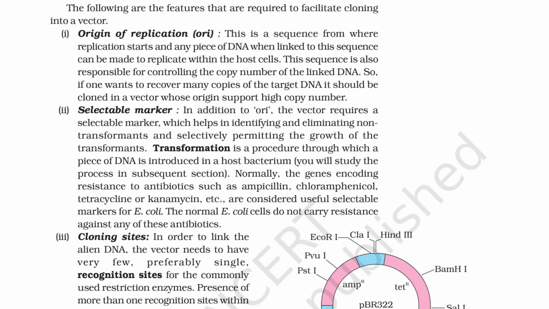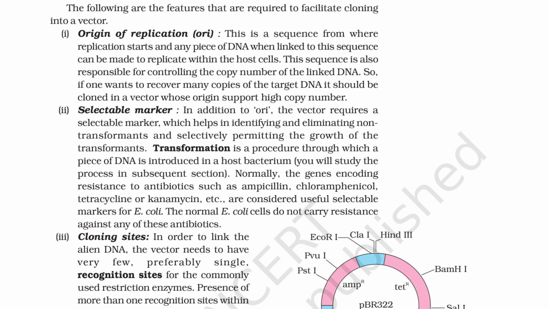Normally, the genes encoding resistance to antibiotics such as ampicillin, chloramphenicol, tetracycline or kanamycin, etc., are considered useful selectable markers for E. coli. The normal E. coli cells do not carry resistance against any of these antibiotics.